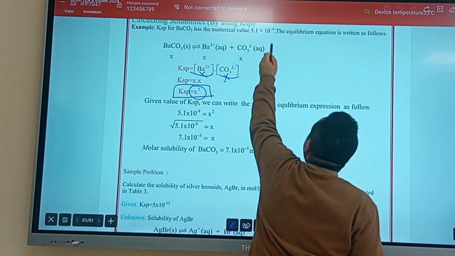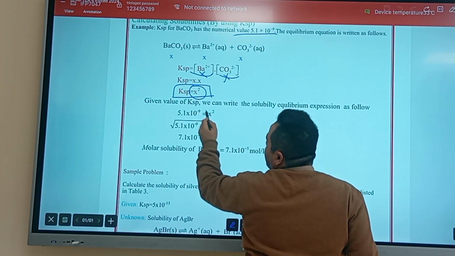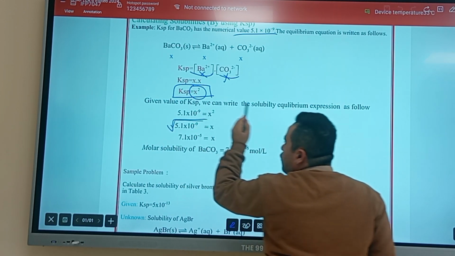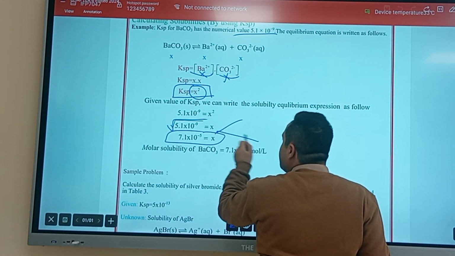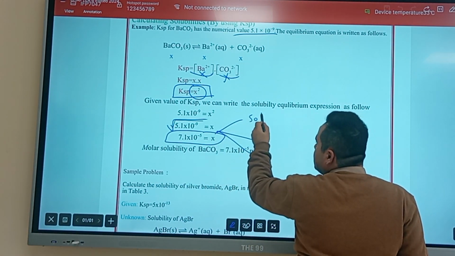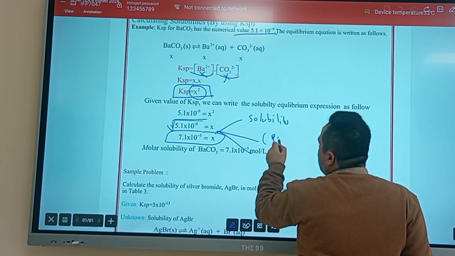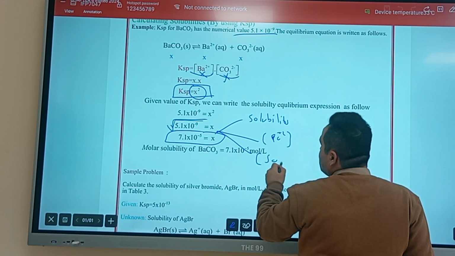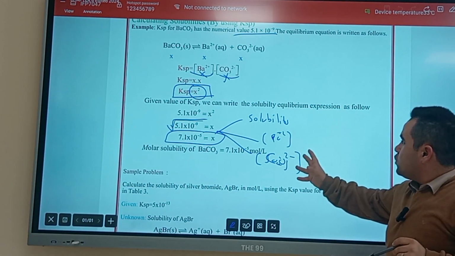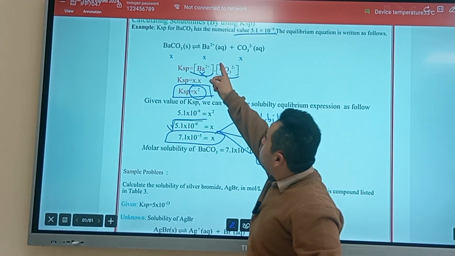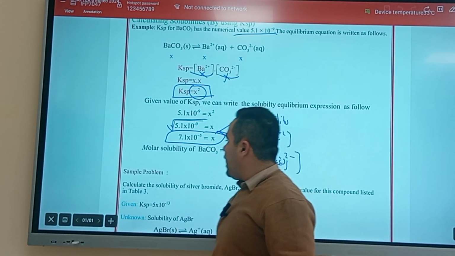So KSP is given the value 5.1 to the power minus 9, equal to x squared. Take the square root of the KSP, you get x. X represents 3 quantities: the solubility of the salt, the concentration of CO3 2-, and the concentration of the ions. So this x equals the concentration of BaCO3 and the solubility of BaCO3 as well.